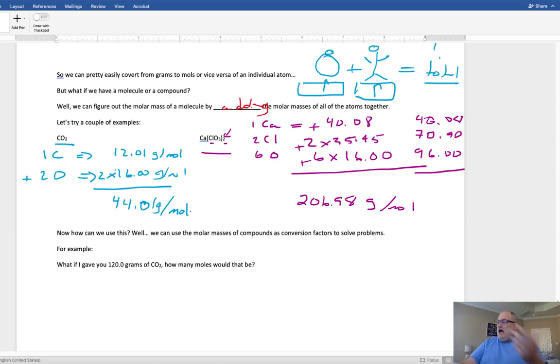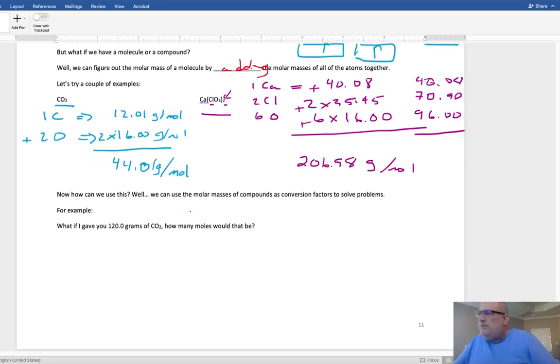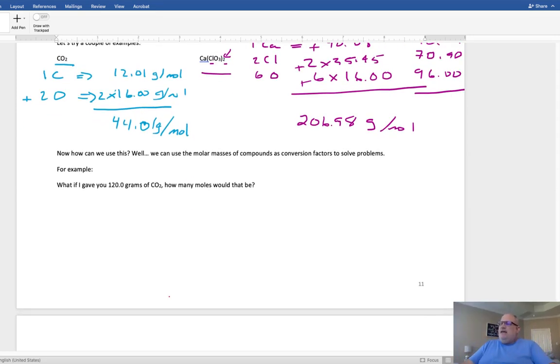Now, how can we use that? Well, we can do the same type of problem we did before. So let's say I gave you 120 grams of a compound and I asked you how many moles. Well, now I want to go from grams to moles, and the only way we can ever go between grams and moles, or moles and grams, is by using the molar mass.